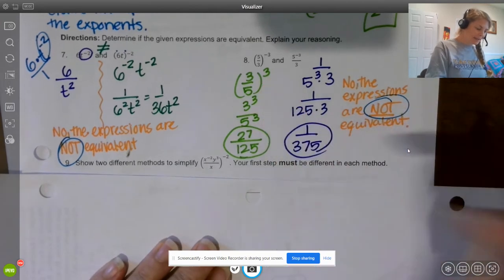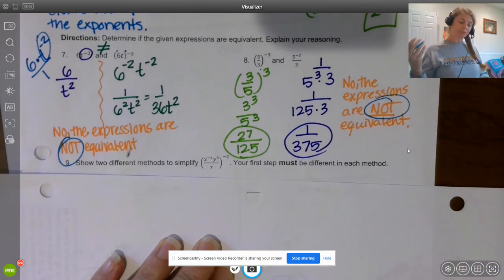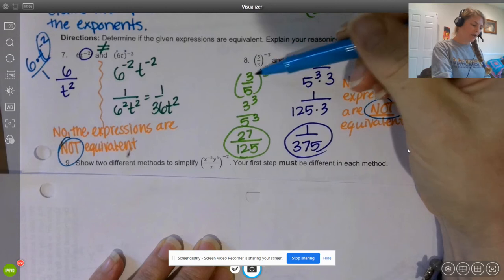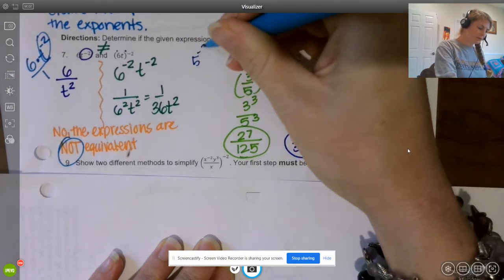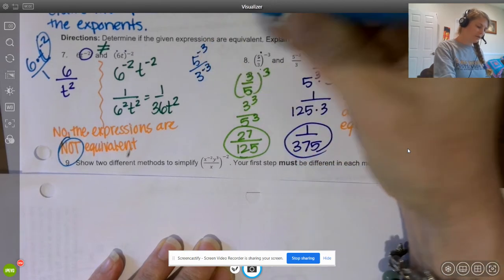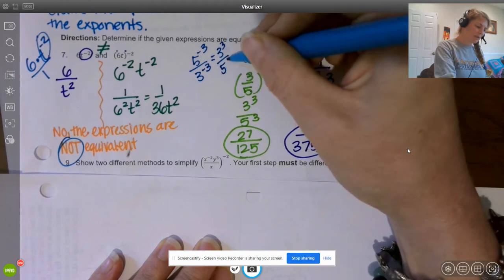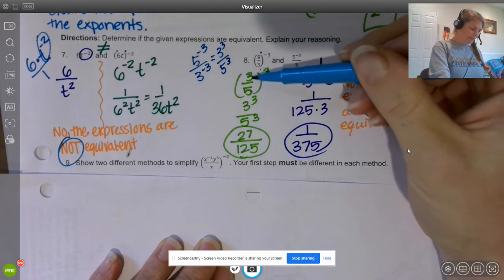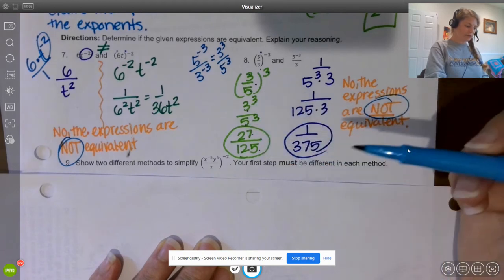And number 8, taking a look here, 5 thirds to the negative 3. Well, because it's equal to the reciprocal, we can think about this as 3/5 to the positive 3. Because if you had 5 to the negative third over 3 to the negative third, that's going to cross the line and change the sign. So you can think about it as taking the reciprocal of the inside and changing the exponent sign on the outside. That's how I got here. And from here, 3 to the third is 27, and 5 to the third is 125.